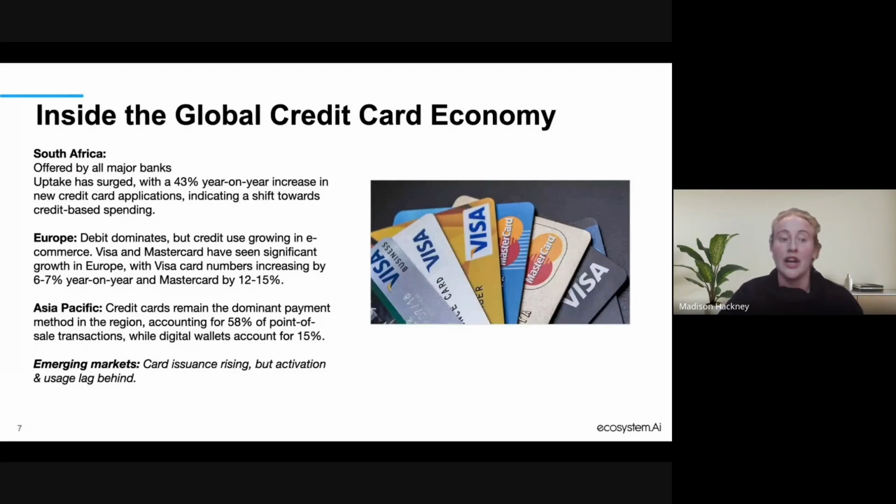Then secondly, looking at Europe. In Europe, debit dominates, but credit card use is growing within e-commerce. Both Visa and MasterCard have seen growth within Europe, with Visa seeing a 6 to 7% increase and MasterCard seeing a 12 to 15% increase.